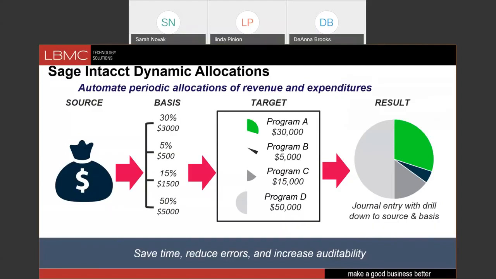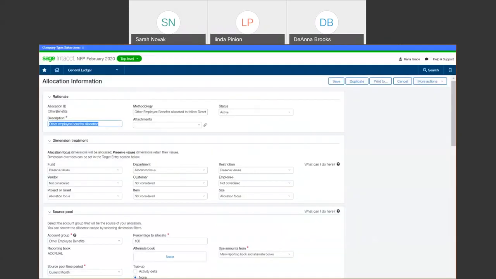So what this application is designed to do is to save you time and to reduce the errors and to increase auditability. So if you think about what you do at the end of the month to get these costs allocated correctly, how much time does that take? How many times do you have to go back and proof it and make sure that you didn't make any errors? And then how easy is it for you to get back to that detail? We're going to eliminate all of that. We're going to make that a seamless, automated process.